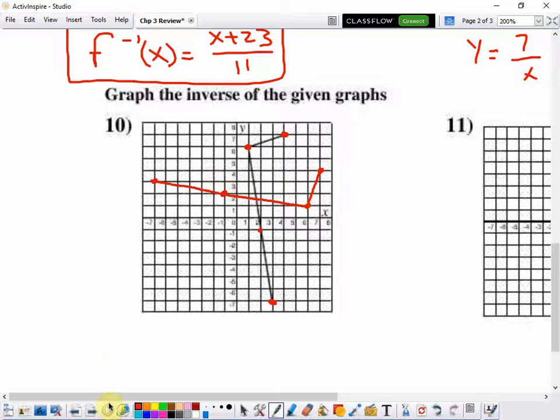So that's the inverse. Anytime you graph an inverse, if you put in the line y equals x, that should appear as a reflection over y equals x. And notice where they intersect each other is right there on y equals x.